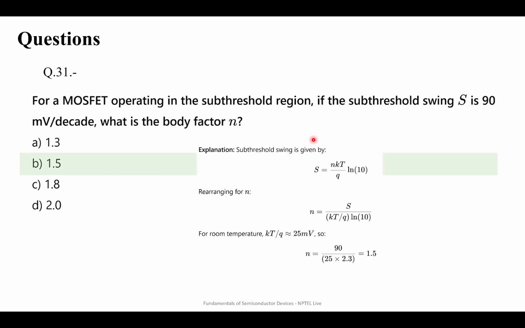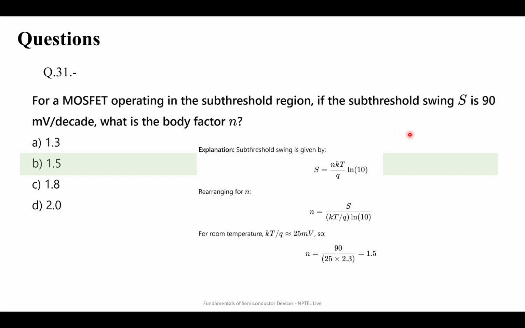So the answer to this would be 1.5. S is given by n kT by q ln 10. At room temperature, kT by q is about 26 millielectron volts, 0.026. As you have given here, 90 millivolts per decade, and ln 10 is 2.3. So that comes out to be 1.5.